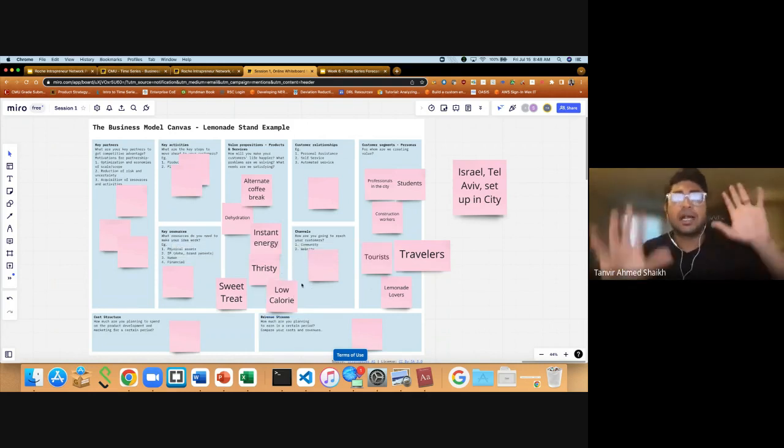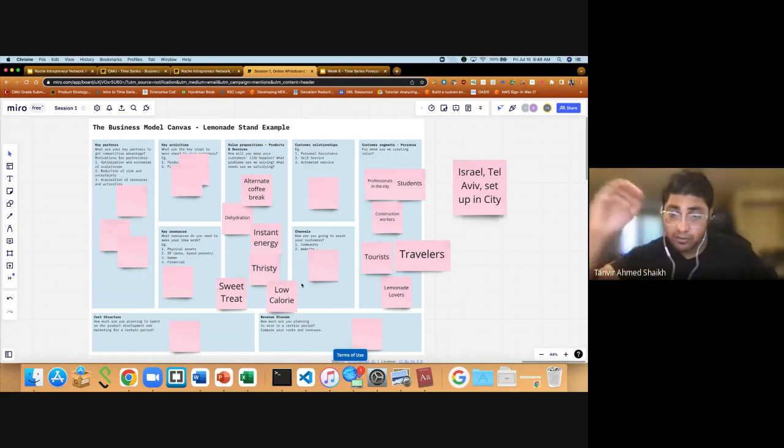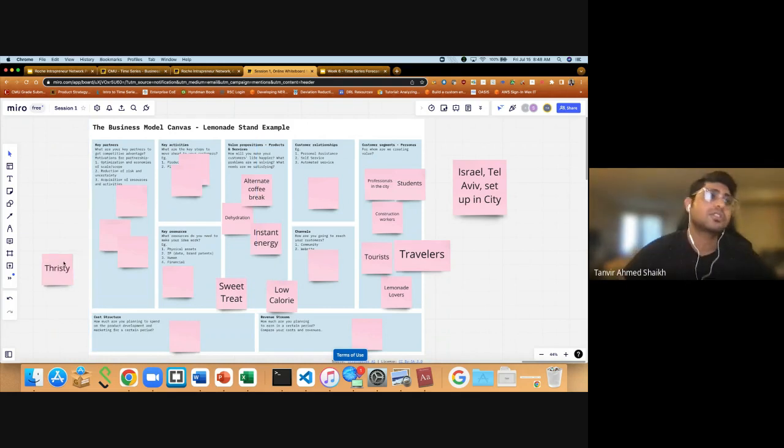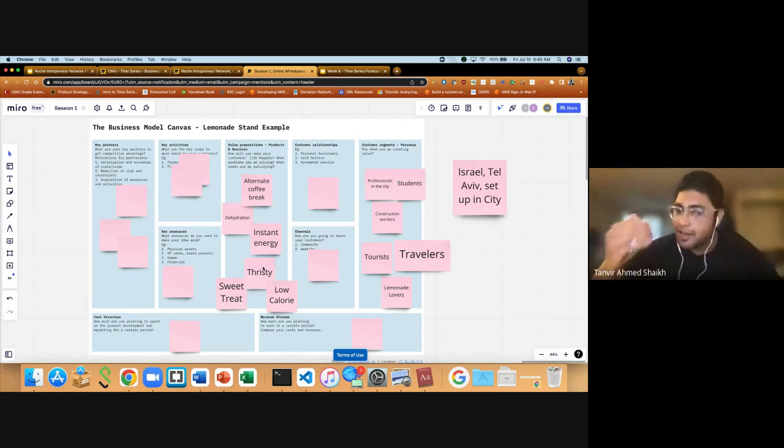Okay, so we understand now. And again, these are hypotheses that we are setting, and then we have to go and test, and then something will work, something will not work, then we'll remove those things from our business model and we'll keep reinventing it until we find something that works. Business starts, and then again, when the money starts flowing in, you have to revisit your business model.